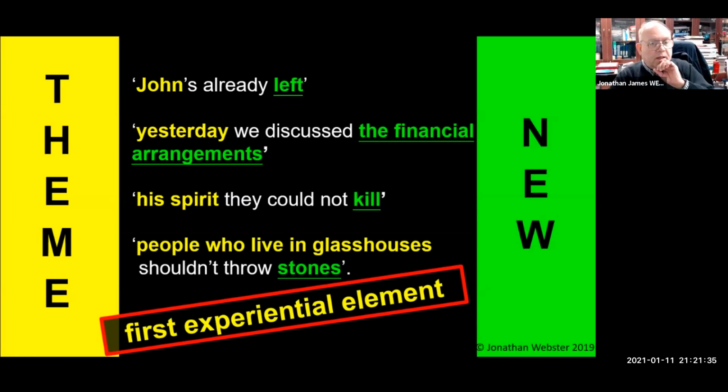All right, so come back, theme. And here I've highlighted it in yellow. John's already left. Yesterday, circumstance. We discussed the financial arrangements. His spirit, participant, they could not kill. People who live in glass houses. Well, that's a rank-shifted clause there, right? Who live in glass houses. That whole thing is the grammatical subject. It's a noun phrase. First experiential element. Is it a process, participant, circumstance? And the new information is what has that tonic prominence. John's already left. Yesterday we discussed the financial arrangements. His spirit they could not kill. People who live in glass houses shouldn't throw stones.